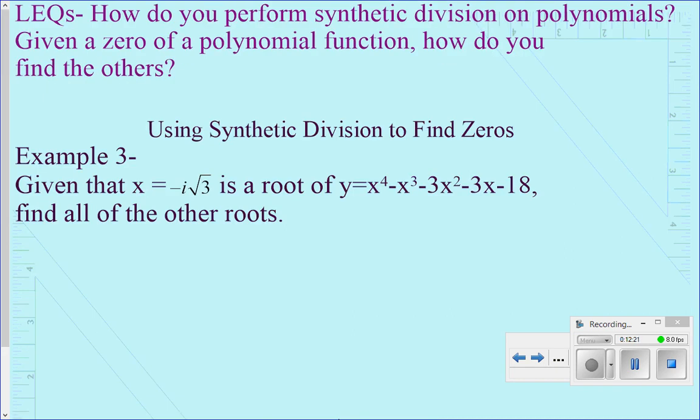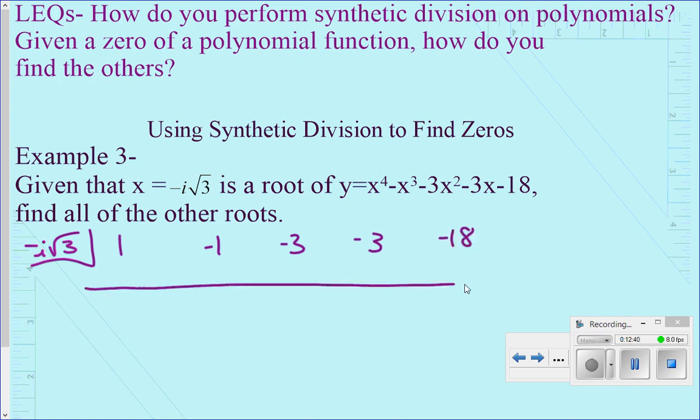Next, so we're going to try negative i root 3. And our coefficients, doesn't look like we're missing any, but do remember to include the zeros if you are missing any. So 1, negative 1, negative 3, negative 3, and negative 18. So 1 comes down times negative i root 3 is negative i root 3. Those are not like terms, so negative 1 minus i root 3.